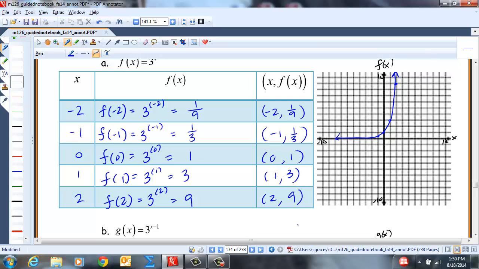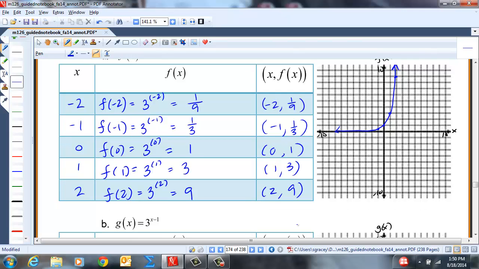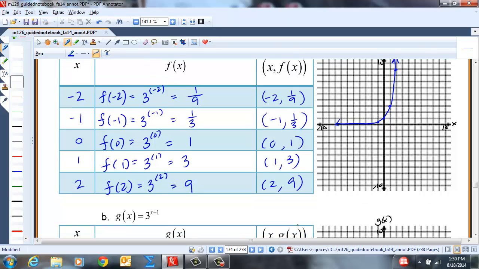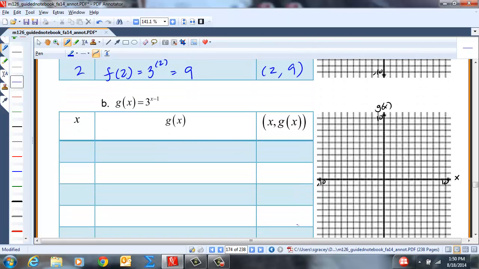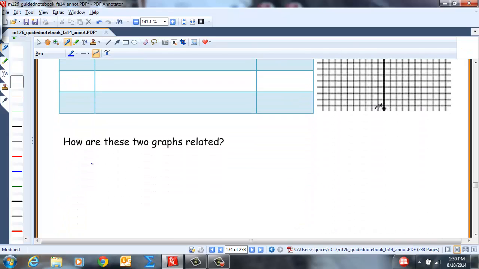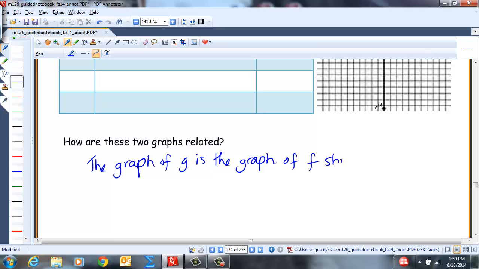What's going to happen with this one? 3 raised to the x minus 1. So if we did this using transformations, this is going to be the graph of f shifted to the right by 1. The graph of g is the graph of f shifted 1 unit to the right.